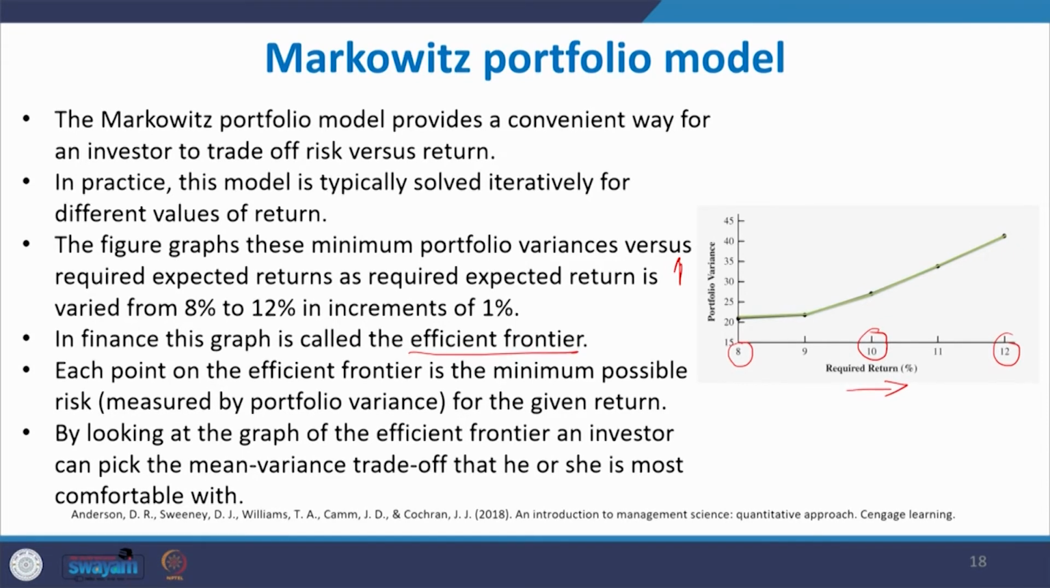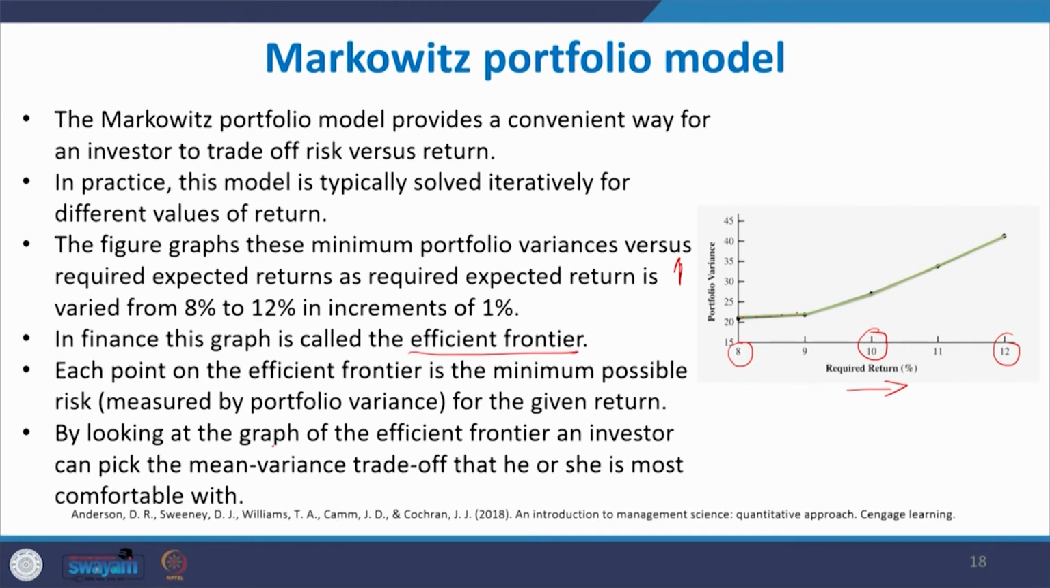So, what is the efficient frontier? On the x axis is the expected return, the required return, and on the y axis is the portfolio variance. Each point on the efficient frontier is the minimum possible risk. How are we measuring the risk? By portfolio variance for the given return.